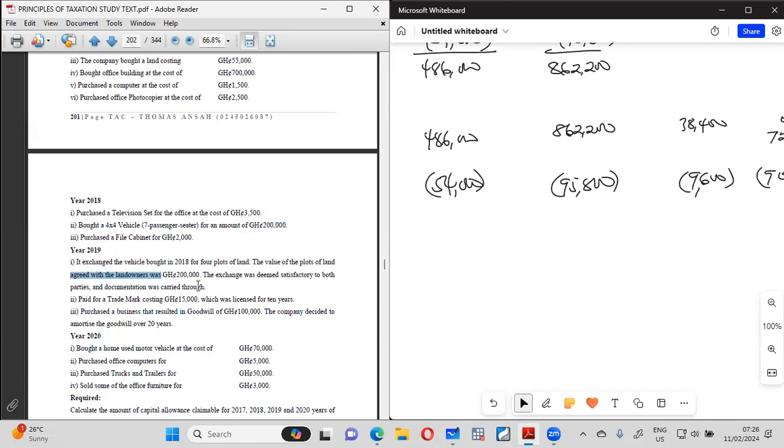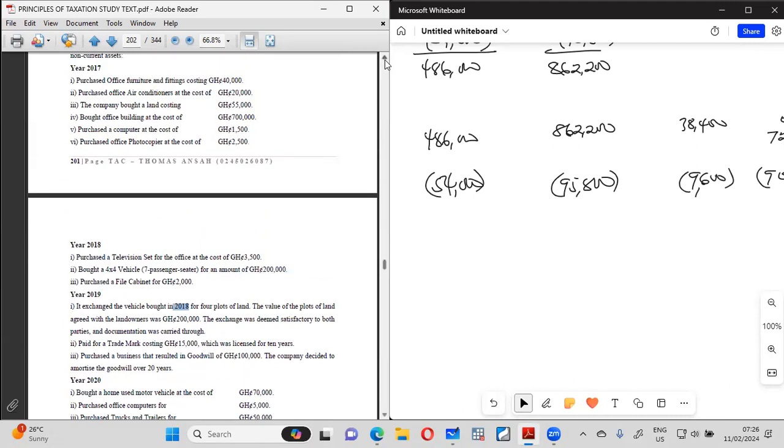So it means that we are going to deem those that it exchanged as bought in 2018. What were those ones that were bought in 2018? This is our 2018. This is it. The vehicle, the 4x4. All right. It's 200,000. So remember we use 75, right? And it says that the exchange is deemed satisfactory to both parties and documents were carried through.